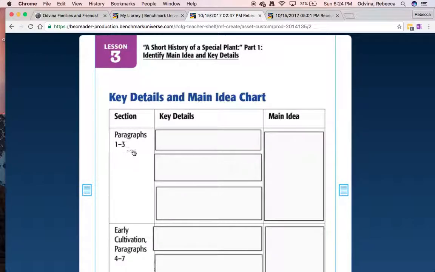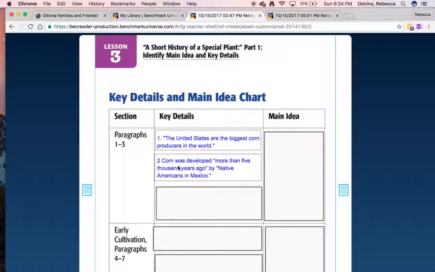In paragraphs 1 through 3, the key details that I need to really focus on are that the United States is the biggest corn producer in the world, that corn was developed more than 5,000 years ago by Native Americans in Mexico, and that early people in Central and North America used every part of the corn. They used it for roofs, fuel, bedding, mats, baskets, dolls, and food. I paraphrase this end part because it would be much too long to type it all out.